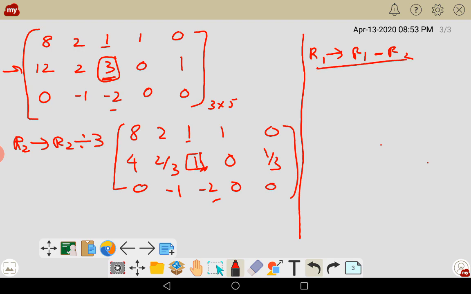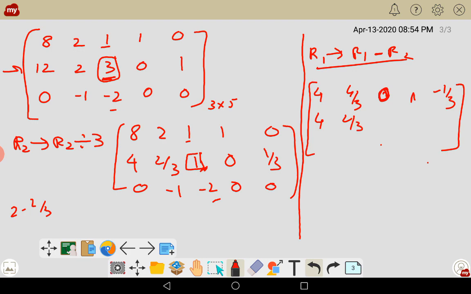Row 1 minus row 2. 8 minus 4, which is 4. 2 minus 2 by 3. What is it? 2 minus 2 by 3, 6 minus 2, 4 over 3, isn't it? 4 over 3. 1 minus 1, 0. See, this element in the leading column will be 0. Next, 1 minus 0, 1. 0 minus 1 by 3, minus 1 over 3. So first row is done. There is no change in the second row, which is 4, 2 over 3, 1, 0, 1 over 3.